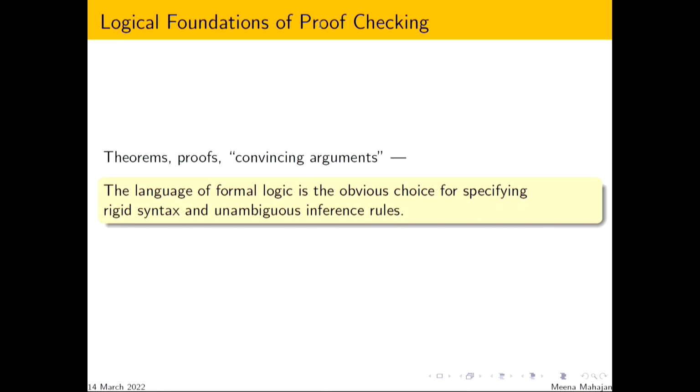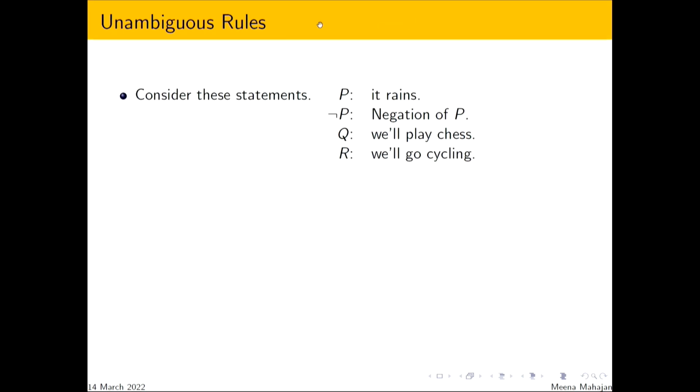So we are talking about theorems, proofs, what is a convincing argument. So it's quite natural that we have to use the language of logic. What other choice really is there? We have to specify what is the rigid syntax for a proof checking program to work, what are the unambiguous inference rules that could be used. We have to use the language of logic for this.